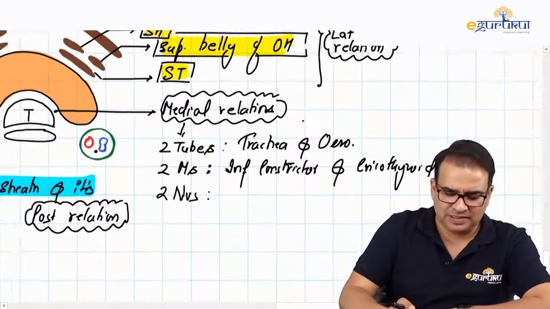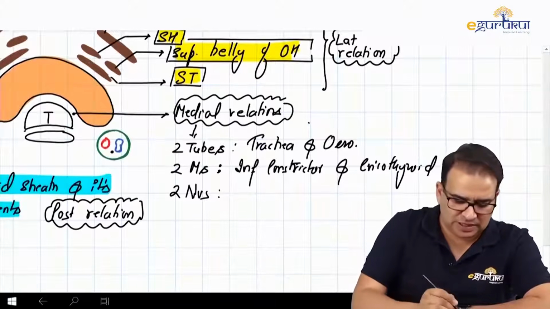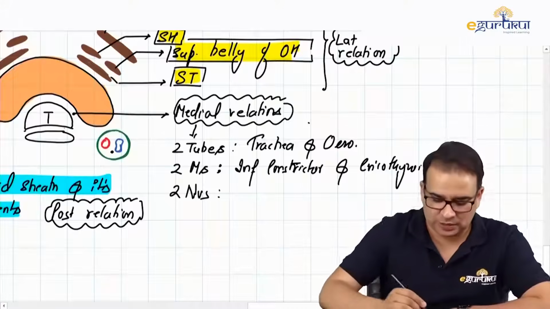One nerve you can very easily guess, guys. What nerve is present in the tracheo-esophageal groove between the trachea and esophagus?